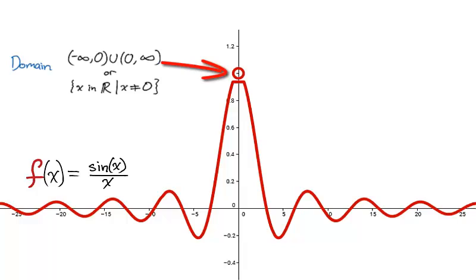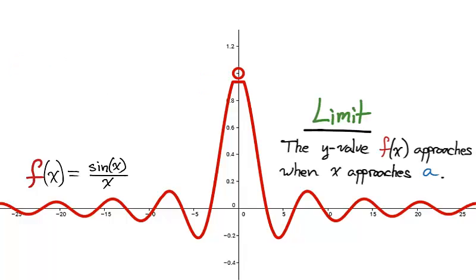There may be no point at x equals 0, but we can ask the question, what y value is the function f approaching as the x values get closer to 0? This question is describing the concept of a limit. That is, the limit of a function f as x approaches a value a is the y value f approaches as the x value gets closer to a. Mathematically, we use lim to denote a limit. Below lim is the value x is approaching, and to the right is the function we are interested in.